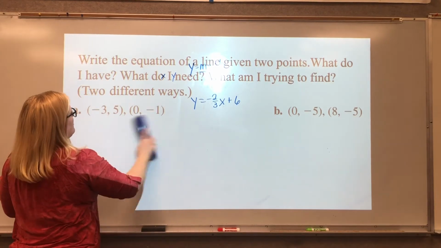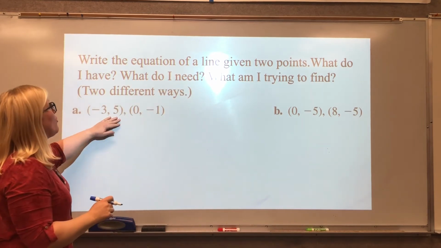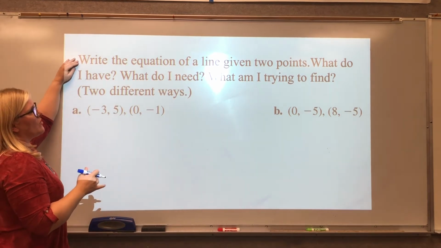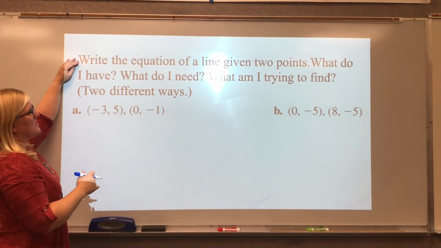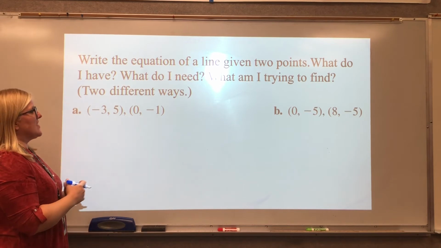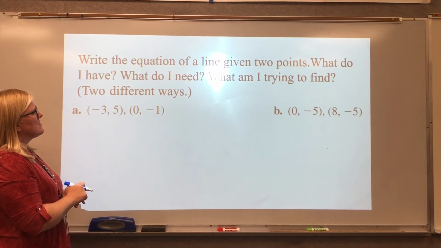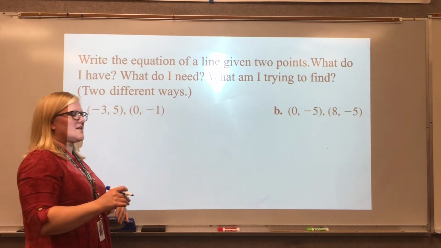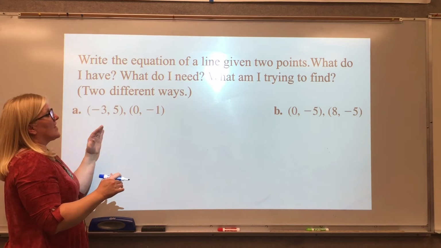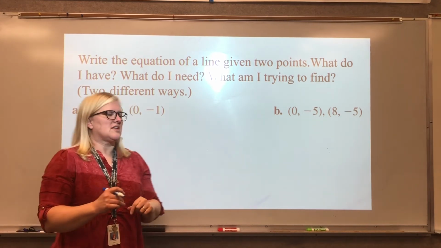Now another way that we can write an equation is if we're given 2 points. So now they're asking us to write the equation of a line given 2 points. Ask yourself, what do I have? What do I need? What am I trying to find? There are 2 different ways to do this. The number 1 thing you absolutely have to have is a slope.